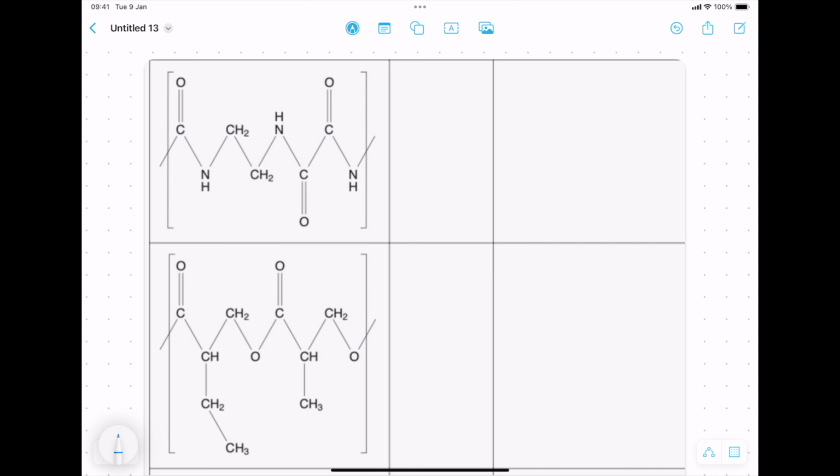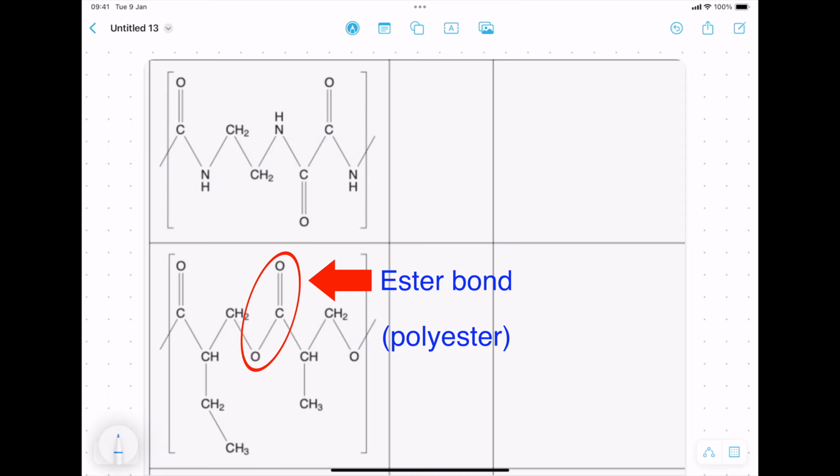In this lesson, we're going to go through how to split condensation polymer repeat units back into their respective monomers. So we have two examples today. We have one that's a polyester and another which is a polyamide.